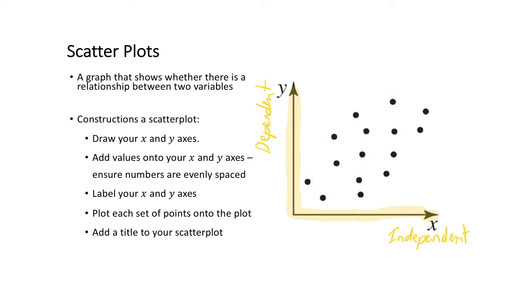After we've numbered them, we want to label them, so let the person who's reading the graph know what it is. So it might be age and height. So you'd label age and height on the x and y axes, giving it a correct label.